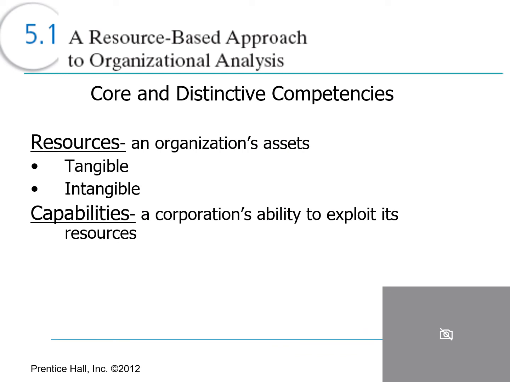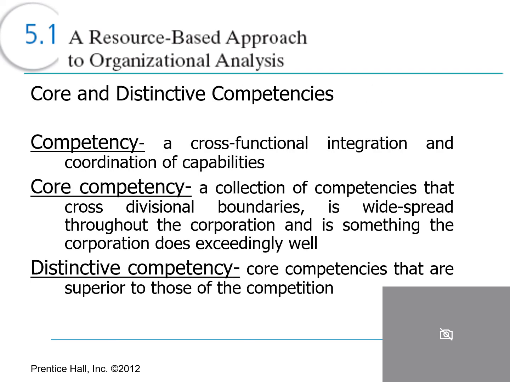We discussed resources. Remember that some resources are tangible, for example, machine, building, automobile. Some of the resources are intangible, you cannot touch them, for example, knowledge, know-how, intellectual property, trademark. Those are examples of intangible resources. Okay, we discussed capability, competency, core competency, and distinctive competency. The meaning of distinctive competency is the superior competency compared to those of competitors.